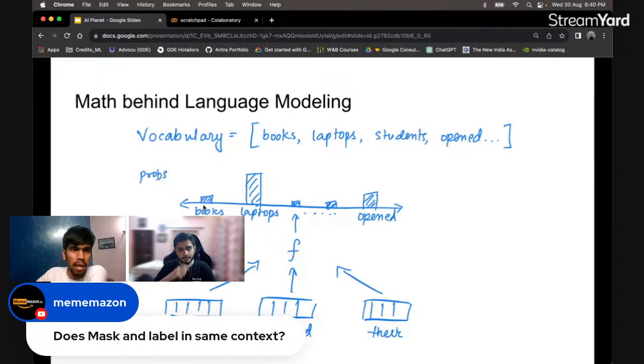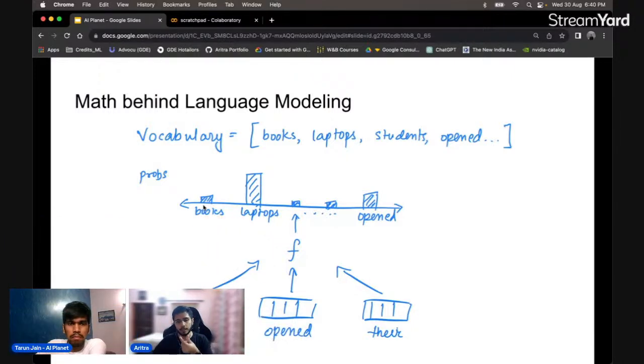There is one question: do mask and label mean the same in this context? This was asked while you were explaining self-supervised learning. Mask and label in the same context, yes. Once you mask something out, you can think of that mask as the label that you are trying to generate, and that is required to have a loss. Once you mask something, the model generates a word, and that word needs to correspond to the actual word that was masked.